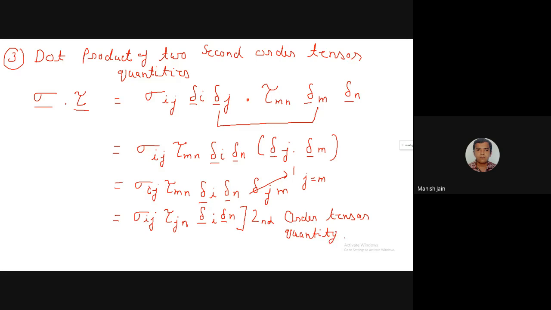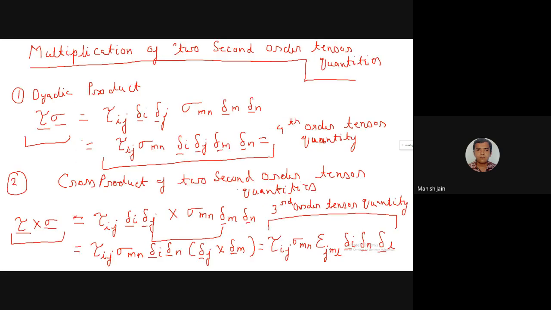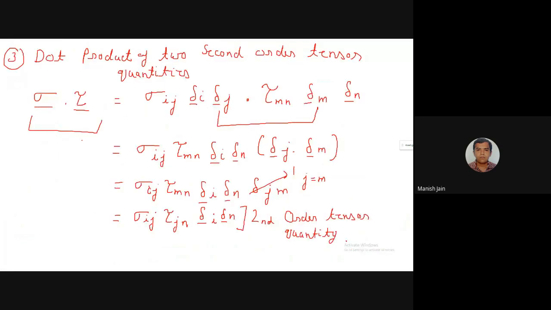So this operation is possible between two second order tensor quantities. So the dot operation, you will find in the real world. Okay, you will use this operation. These two operations, the dyadic and cross products, you cannot use, because they are not possible in the real world. In the real world, only second order tensor quantities are possible, so you can use the dot product between two second order tensor quantities.